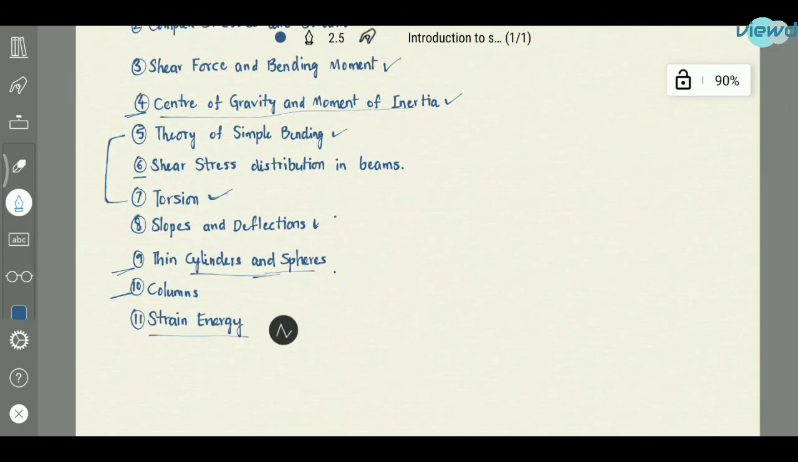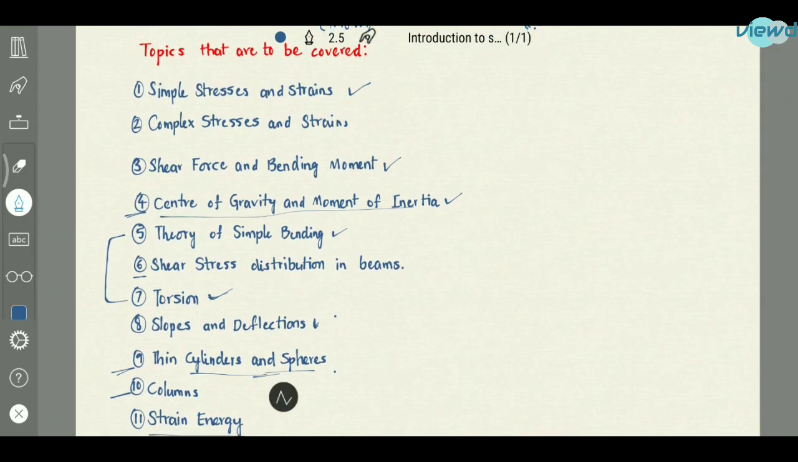So these are the topics that are going to be covered in strength of materials.